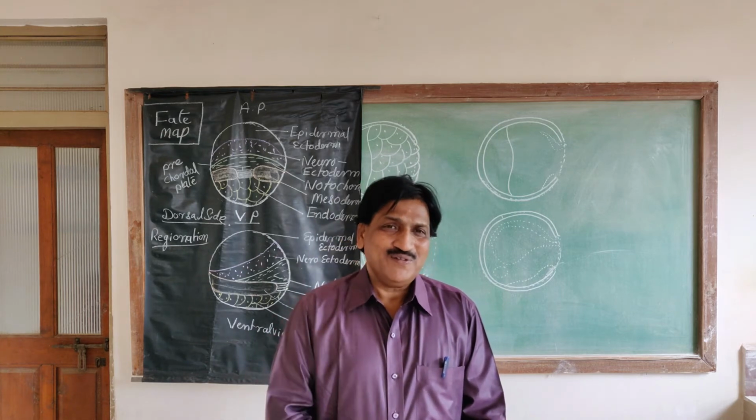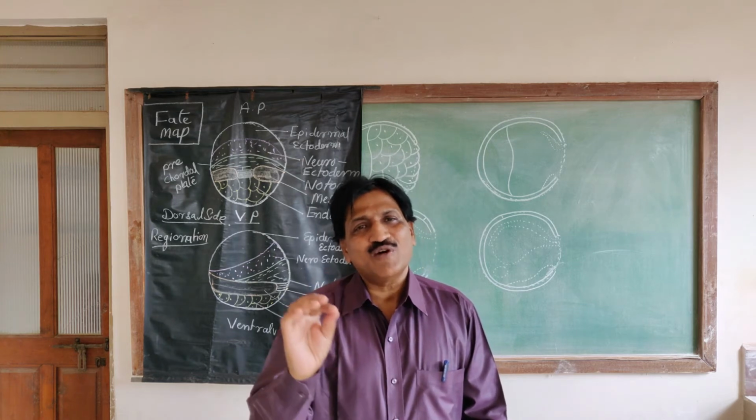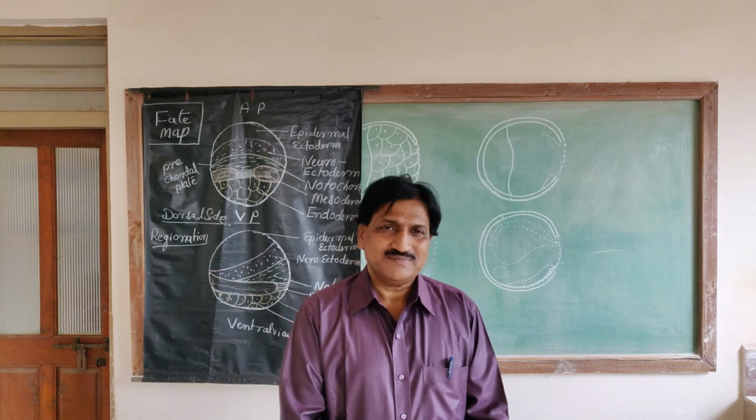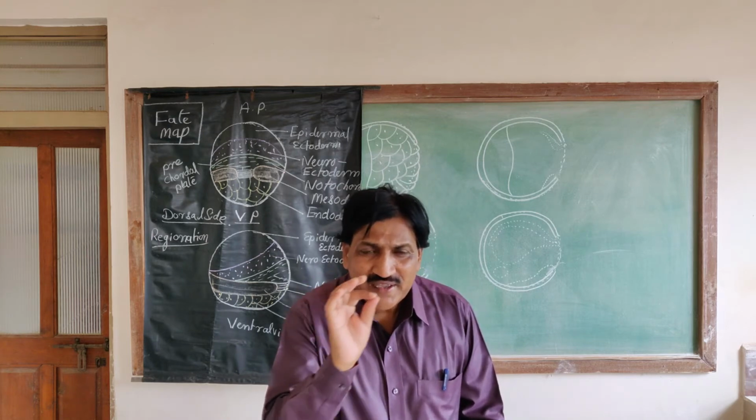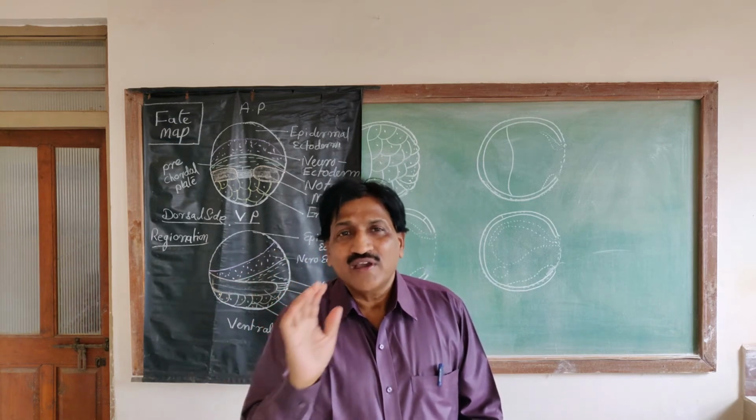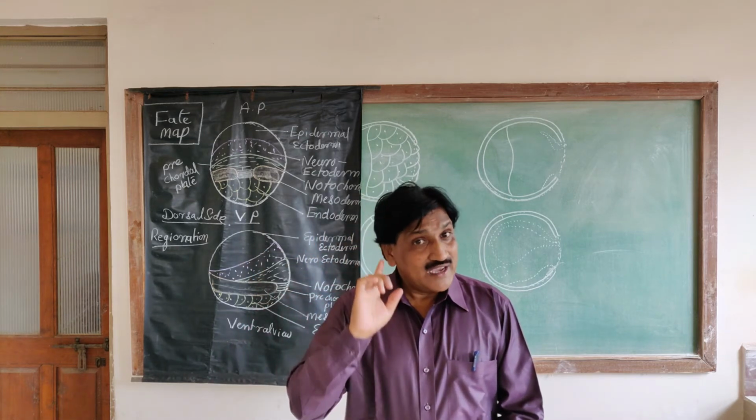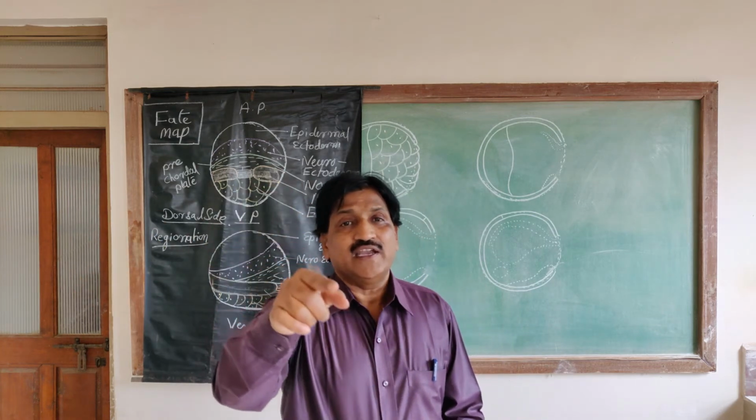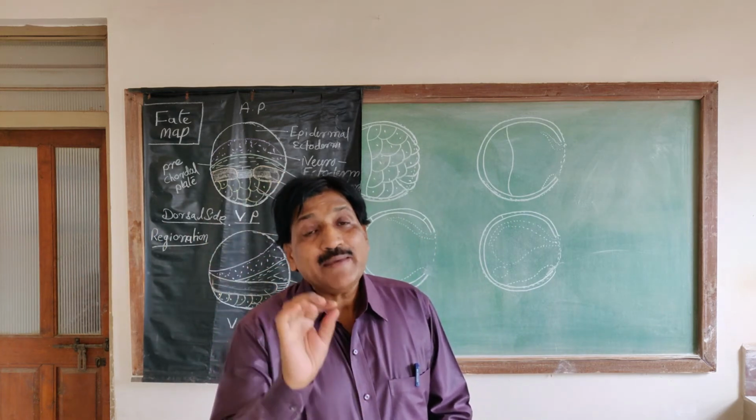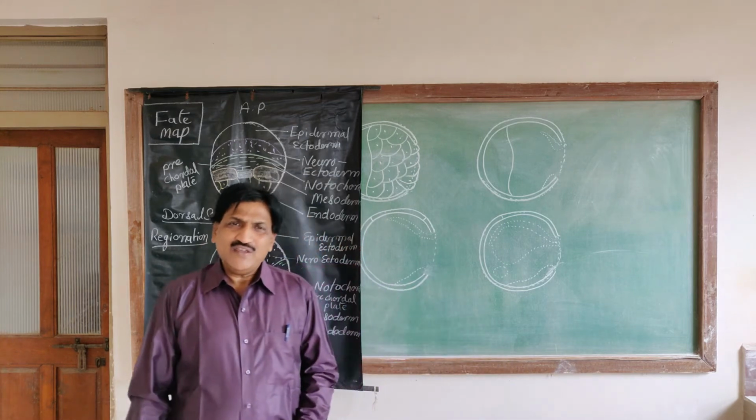At the animal pole, there are micromeres, and these micromeres develop into the ectoderm. The area adjacent to the mesoderm and notochord develops into neuroectoderm. The area away from the neuroectoderm develops into the epidermal ectoderm. That's all. This is called the fate map.